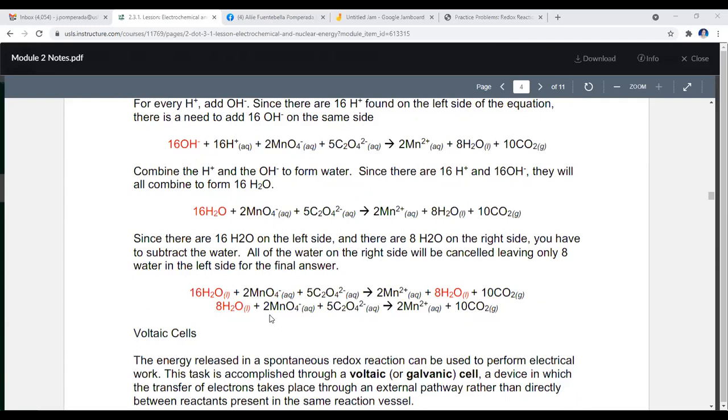You took out the 8 here. You subtract it from the 16. So you have 8 remaining here. This is your answer for letter B.